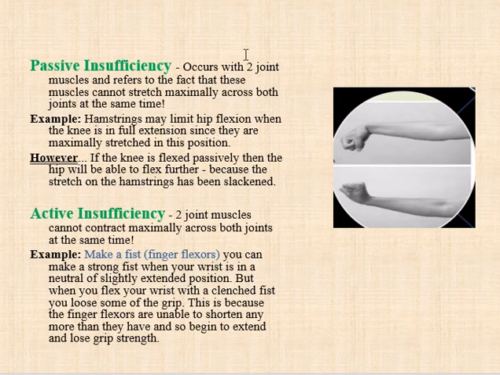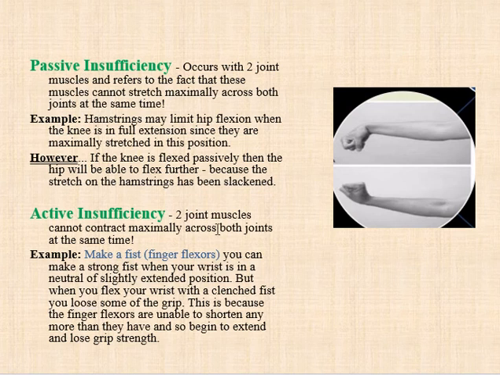Passive insufficiency occurs with two joint muscles and refers to the fact that these muscles cannot stretch maximally across both joints at the same time. For example, hamstrings may limit hip flexion when the knee is in full extension. However, if the knee is flexed passively, then the hip may be able to flex further because the stretch on the hamstring has been slackened.